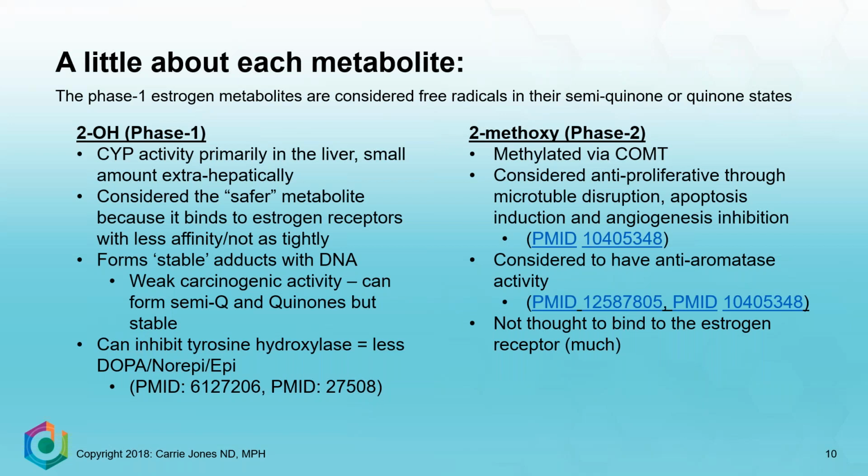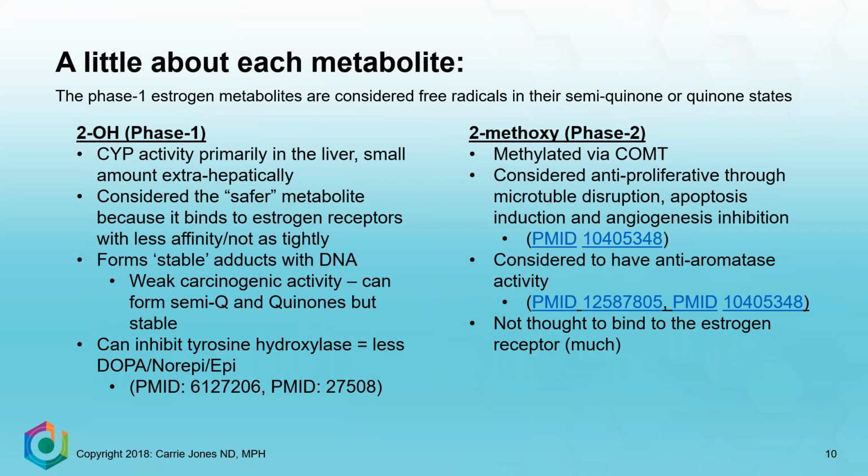And you'll see there that the 2-hydroxy, which of course is the phase 1 metabolite we're talking about, is considered the safer metabolite because it does bind to estrogen receptors, but it's not as tight. It doesn't bind with as much affinity as the 4 or the 16-hydroxy. And while the 2-hydroxy can form the semi-quinone and quinone states, they're what's considered a stable adduct, which is much, much, much safer when it comes to DNA mutation. I'm going to talk about that in a little bit.